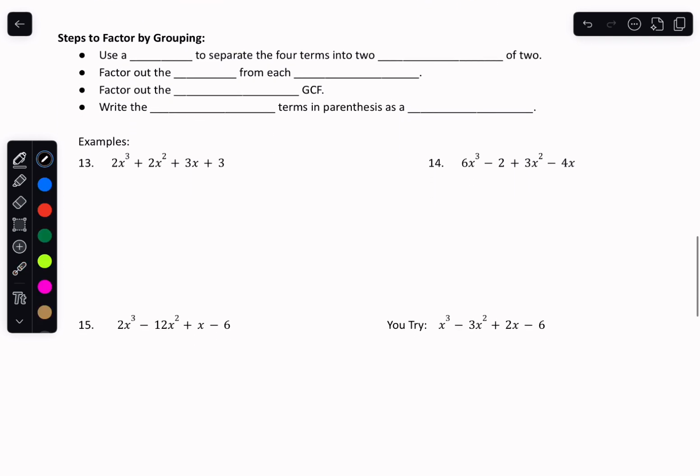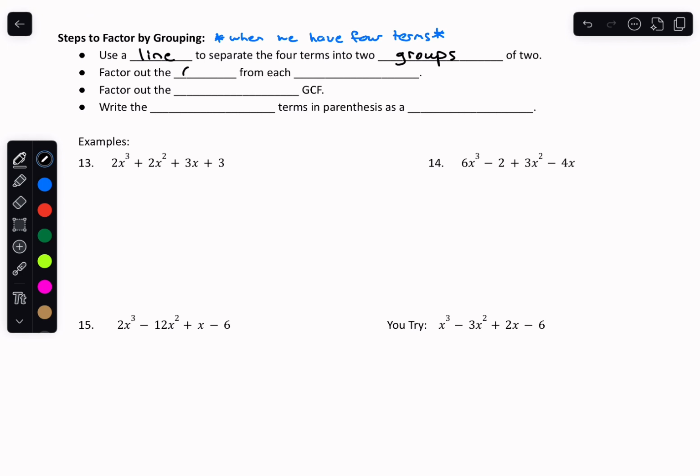So we have some steps. We are going to use a line. Believe it or not, we're just going to be drawing a line to separate the four terms that were given into two groups of 2. And I should clarify, it says 4 terms because factor by grouping is what we use when we have 4 terms. So when we have 4 terms, we can use factor by grouping by drawing a line right down the middle of the problem to separate the 4 terms we're given into 2 groups of 2.